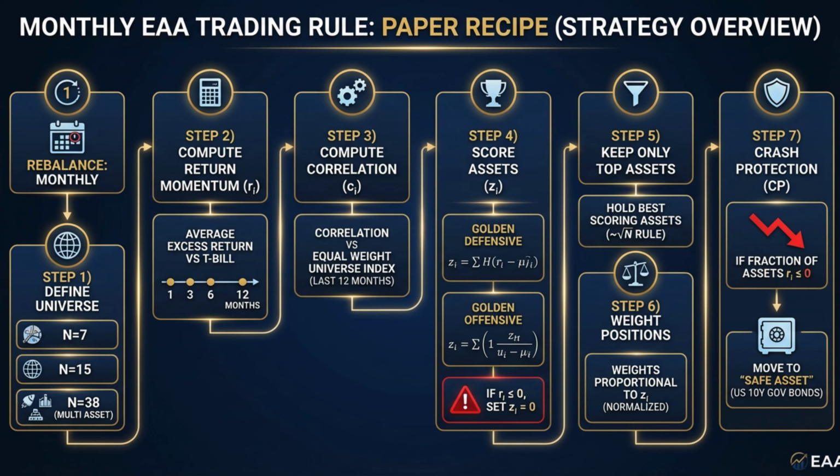Crash protection. This is important. If many assets have non-positive momentum, the strategy shifts that fraction into a defensive holding. What the authors found best in their test was US 10-year government bonds as the safe asset proxy. This creates a portfolio that automatically de-risks when the universe looks weak.